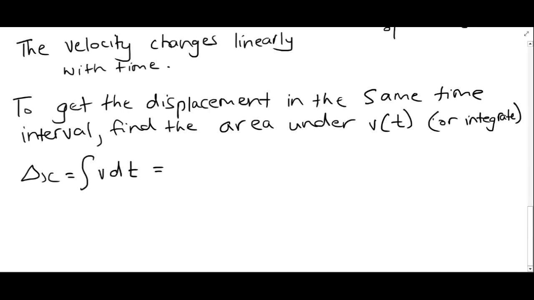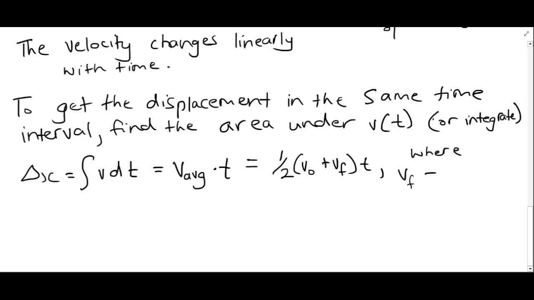So one of the formulas for delta x, which is the change in displacement, is the integral of v dt. Another way of writing this is the average velocity times the time. We know that the average velocity, if you think about finding the average of two numbers, the initial velocity and the final velocity, all we have to do is add up those two values and divide by 2. So if we do that substitution, we have half v0 plus vf times t, where vf is equal to v0 plus at, which we derived earlier.